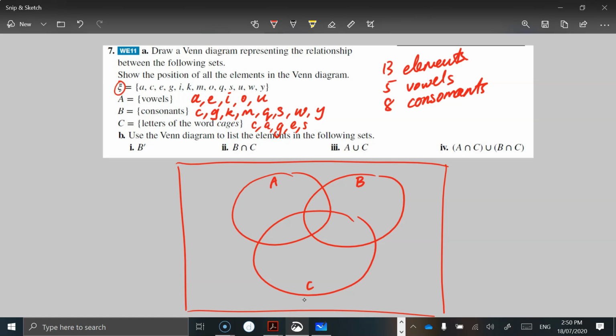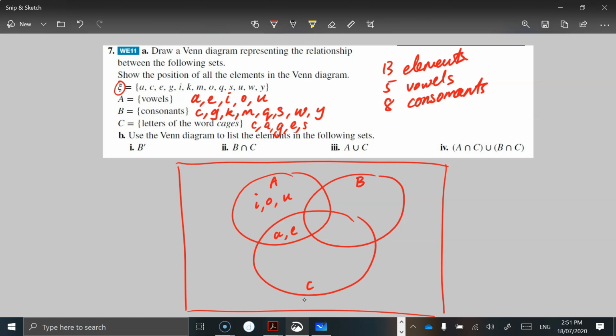Sets A and C both have an A and an E, so A and E. So I'm going to put A and E over here because that's what they both have in common. And then the other elements are going to be I, O, U, because they are the 3 elements that only belong in set A, and it doesn't share anything in common with any other set.